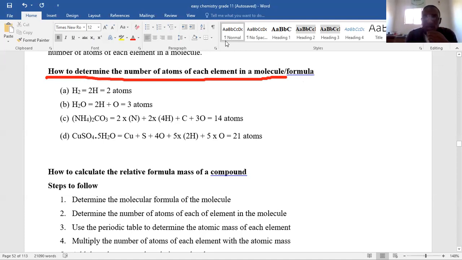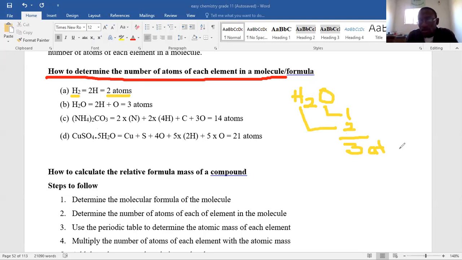For instance, you're given hydrogen. How many atoms are present in hydrogen? You have two of the hydrogen, so you have two atoms. What about water? Water is H2O. How many atoms do you have? There is one oxygen and two hydrogens. When you add, you find that you have three atoms. This is a very important concept to understand.